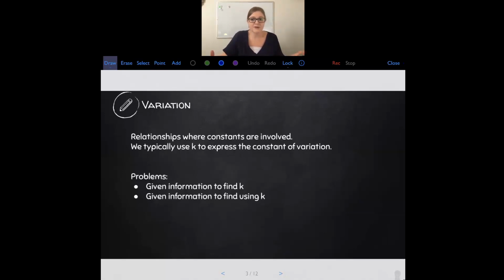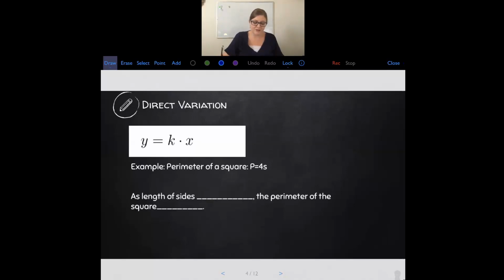When we're talking about variation, we're dealing with relationships where constants are involved. Typically, we use K to express the constant of variation. When we're solving problems, what we're typically given is information to find what K is. And then once we have that, we can use the given information to find out whatever it's asking us to do using the K value that we just found. We'll talk about that a little bit more when we get to the problems. But first, let's talk about direct variation.